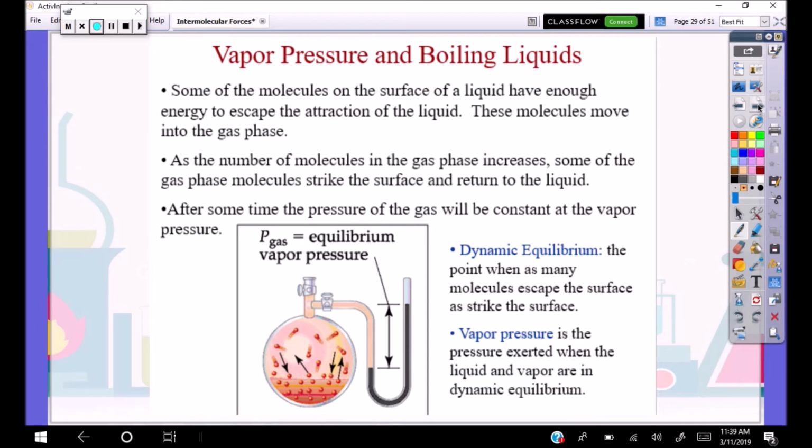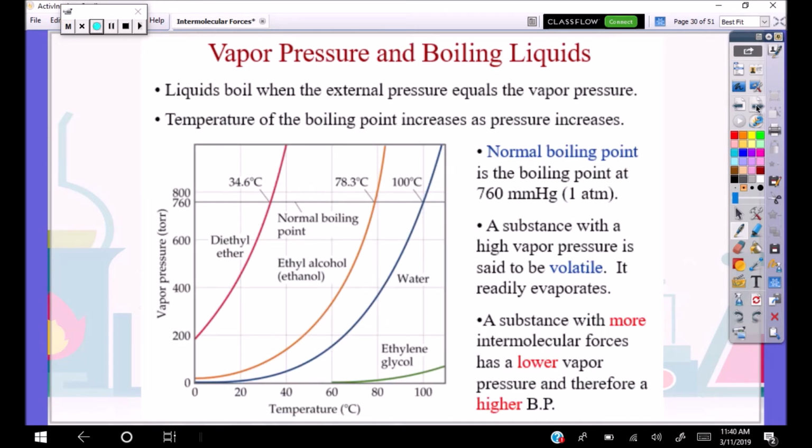After some time, the pressure of the gas will be constant at the vapor pressure. This is said to be in equilibrium. So the point when as many molecules escape the surface as strike the surface is our dynamic equilibrium. That is our vapor pressure. So this is our pressure exerted when the liquid and vapor, like I said, are in dynamic equilibrium. So the thing about vapor pressure is that it changes with temperature. We're looking at this graph here. Like I said, there's that correlation with temperature.